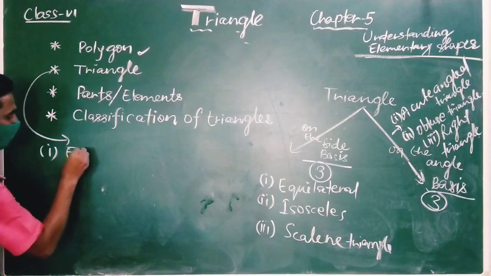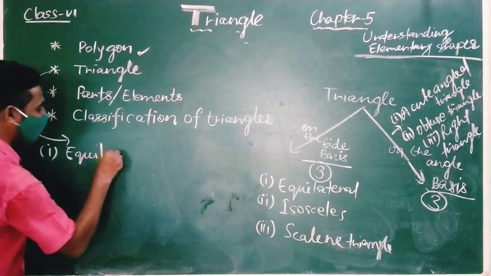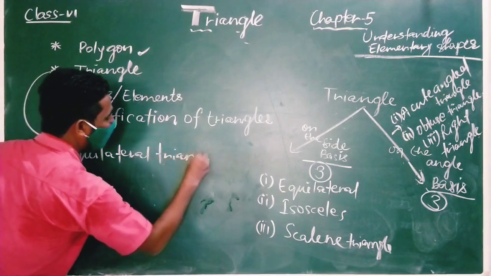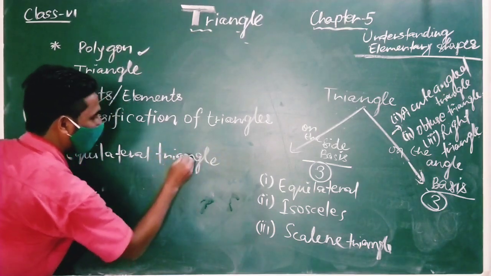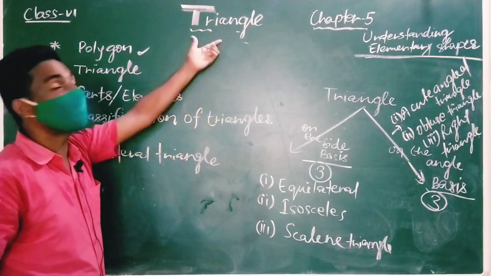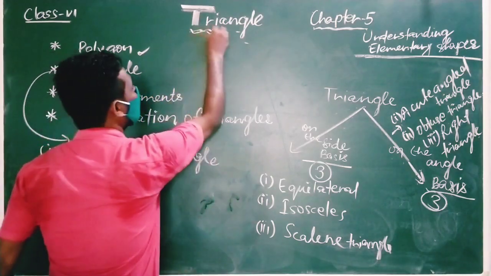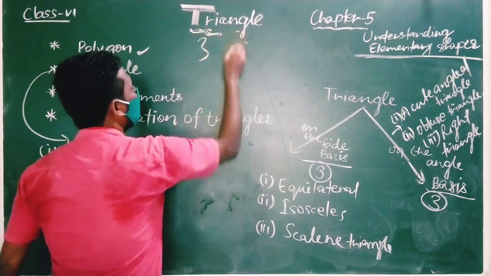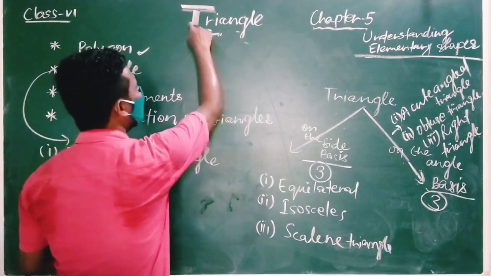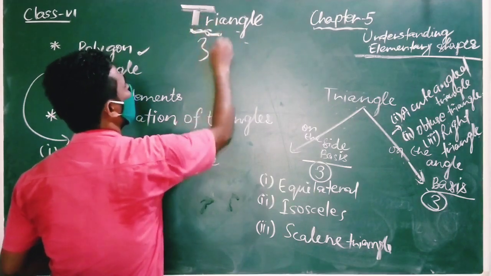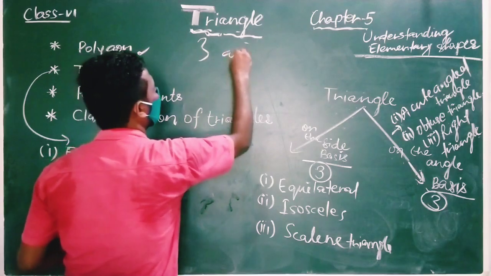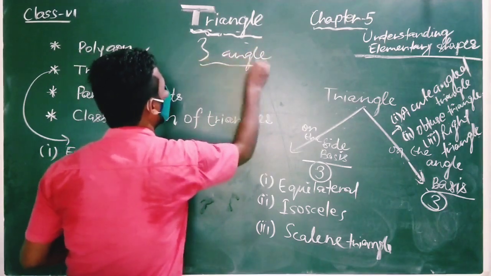Now, if we talk about them one by one and define them, first let me write about the equilateral triangle. What is an equilateral triangle? By the name it is clear. The word triangle is also telling us: tri means 3, and angle. So a figure having 3 angles is called a triangle.